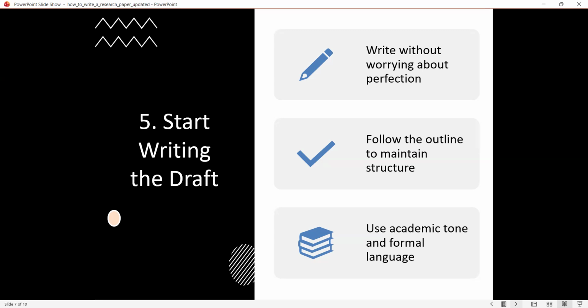So use academic tone and formal language. Actually, research paper writing is academic writing. It's not like business report writing or some kind of thing. So all the time, use academic tone and formal language.